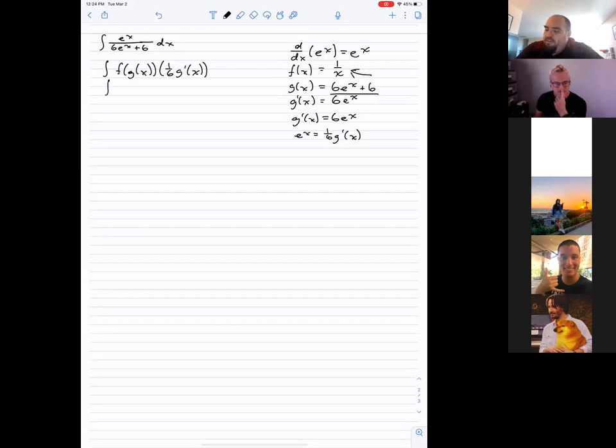So now, hopefully you're seeing that, yes, absolutely, I can do chain rule here. Because what I have is really f prime of g of x times g prime of x. And now that we have all those pieces in place, you should be able to tell me what the antiderivative is. If I'm doing this right, it's 1/6 the natural log of 6 e to the x plus 6. Yes.